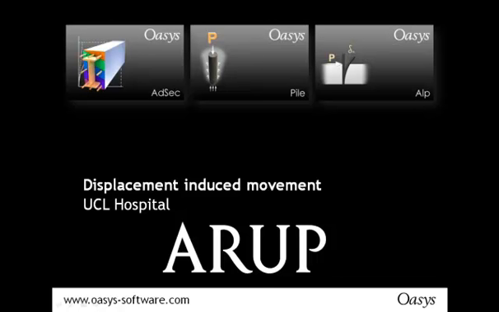Now I'm going to touch upon this case study. It's available on the internet in detail, but it looks at how the whole piling suite can be used together, that is AdSec, Pile, Alp, and also Fru, to design a retaining wall in more complex conditions.